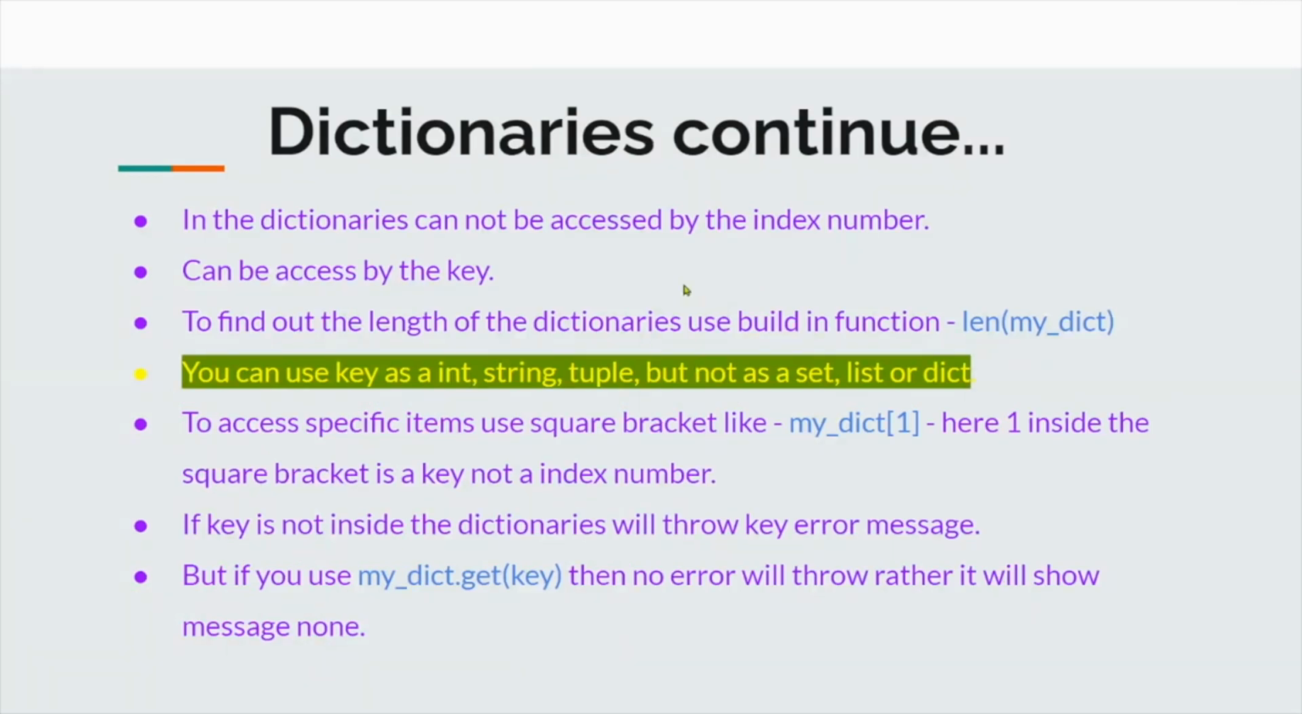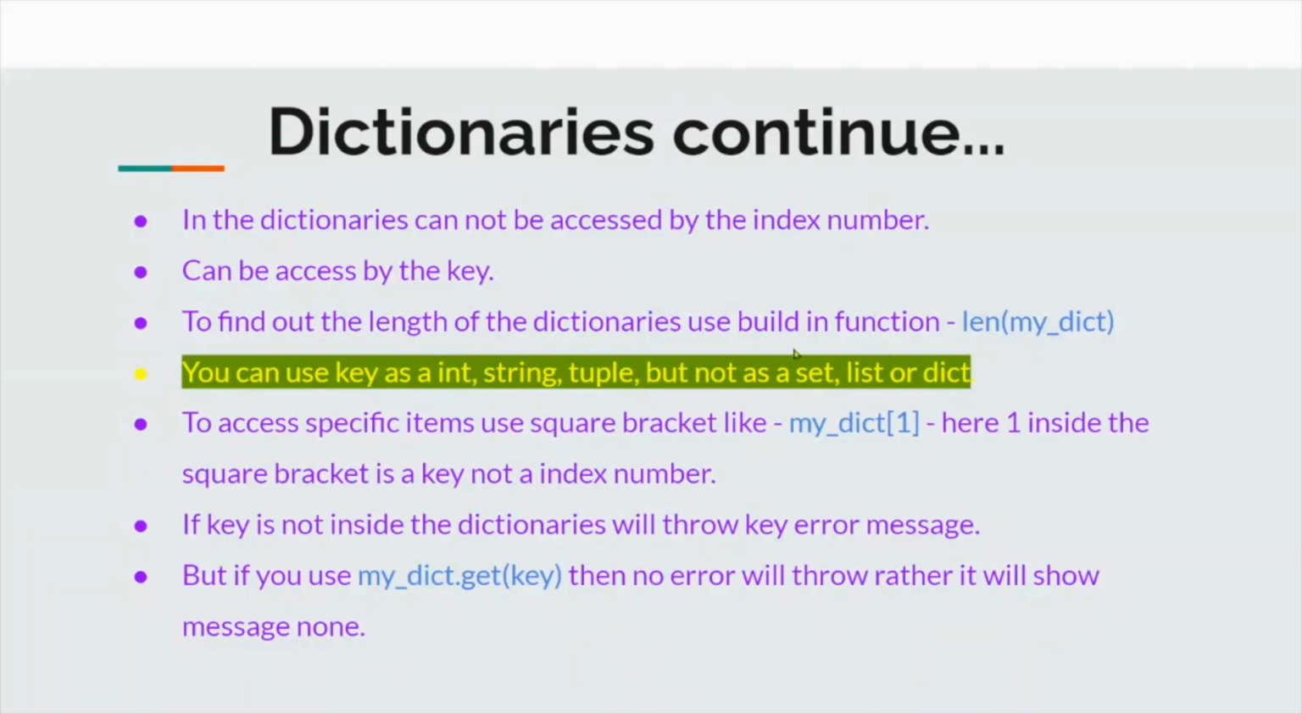Another thing: you cannot access by the index number. The way we did with lists, where we can access by index number, here we cannot. But we can access by the key. But if the key does not exist, it will throw an error message. But if you use the get built-in function on the dictionary, and put the key number, if it's not available it will return None.